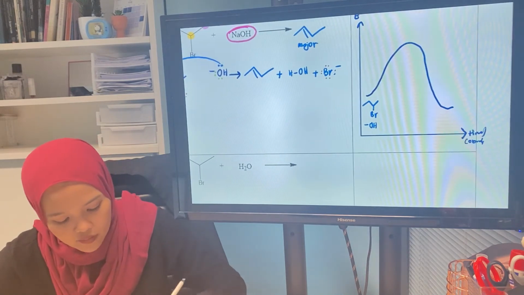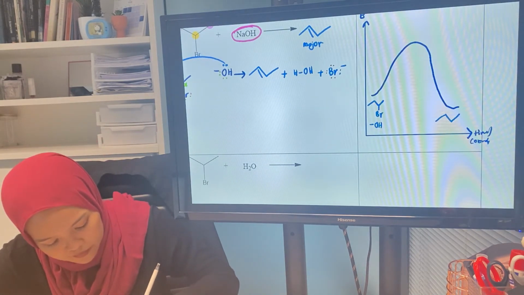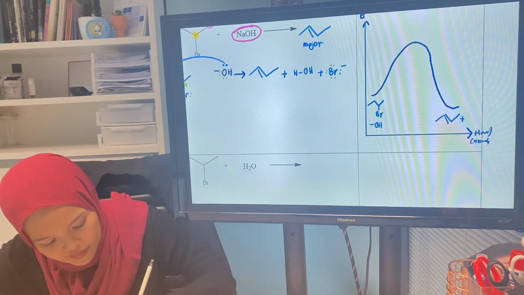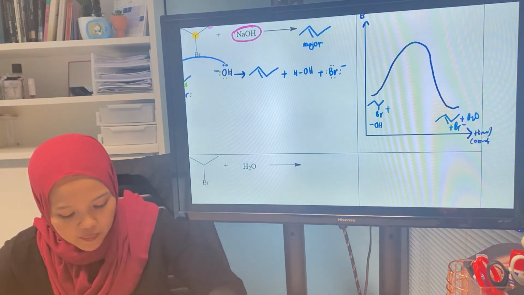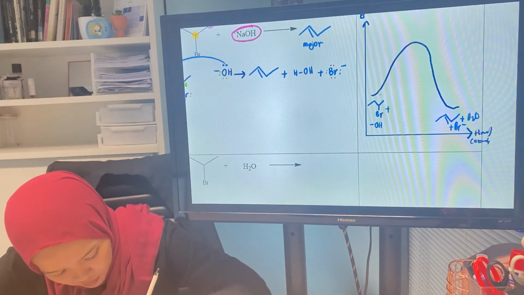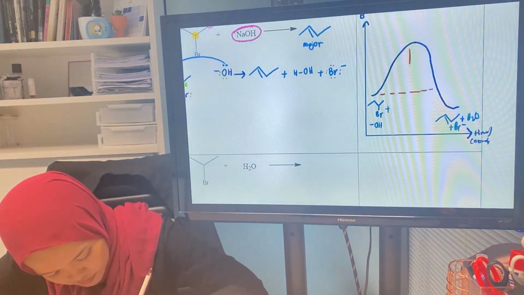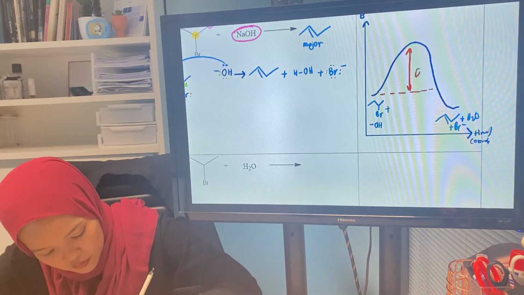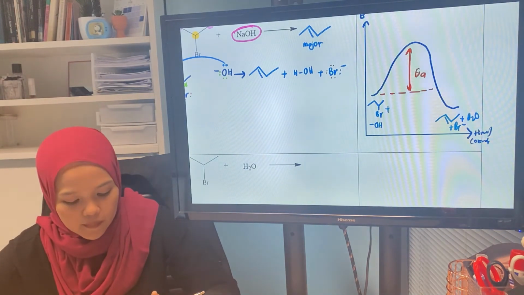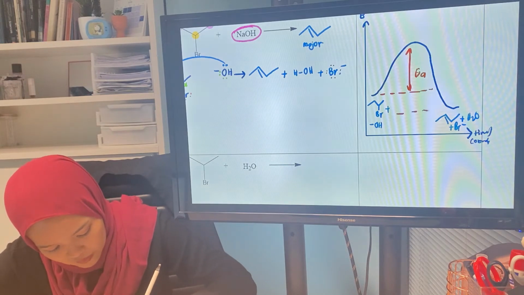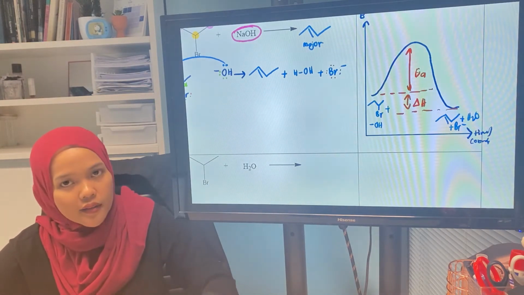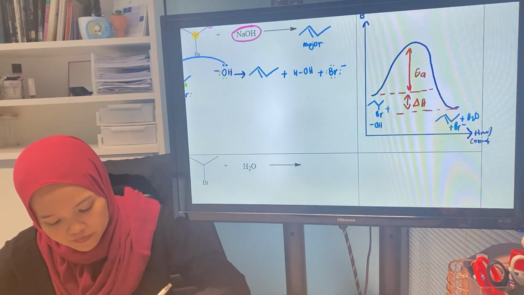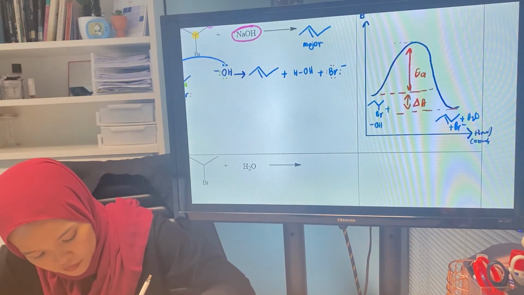So the product is going to be this one, plus H2O, plus Br minus. Then you are going to label your activation energy. So activation energy is going to be here, and then you can also label your delta H. All right, so now what is going to be here?